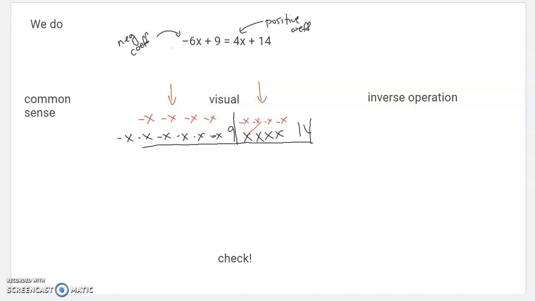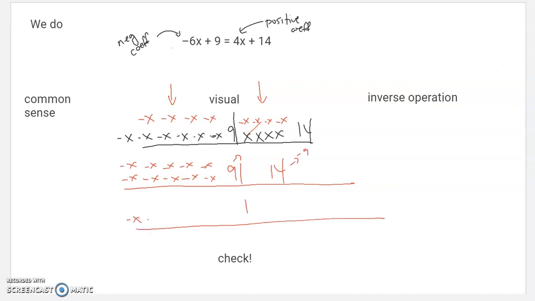Now when I redraw, those are going to eliminate. So I've got 10 negative x's here. Nine and 14. And now I'm ready to go. There's nothing new anymore. That was my tactic, was get all my variables on one side. Take away 9, take away 9. I'm going to be left with 10 of these, and 5 over here. So there's 10 of those, they make 5.